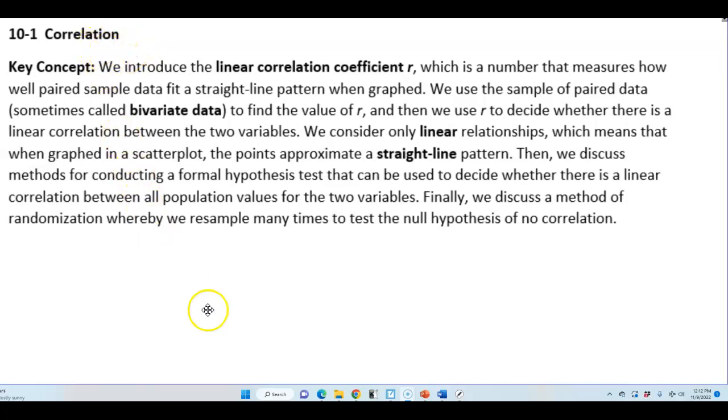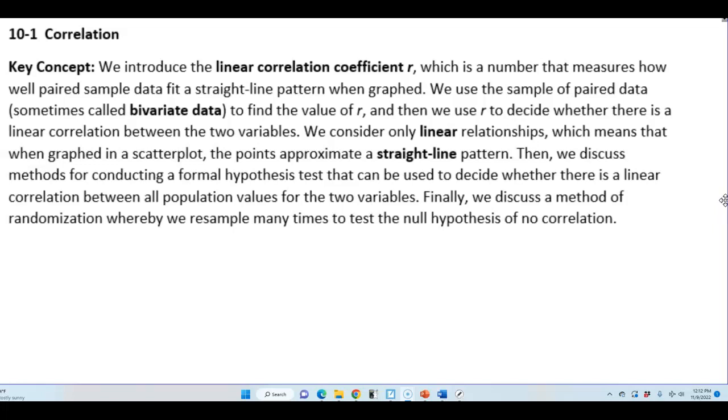Section 10.1 Correlation. Key concept. We introduced the linear correlation coefficient R, which is a number that measures how well paired sample data fit a straight line pattern when graphed. We use the sample of paired data, sometimes called bivariate data, to find the value of R.